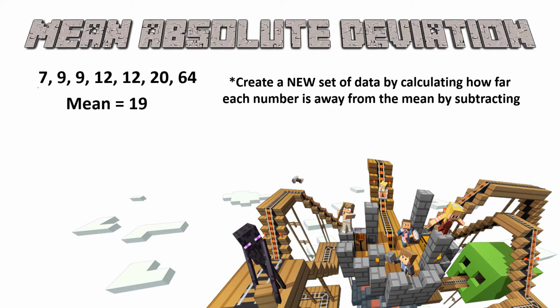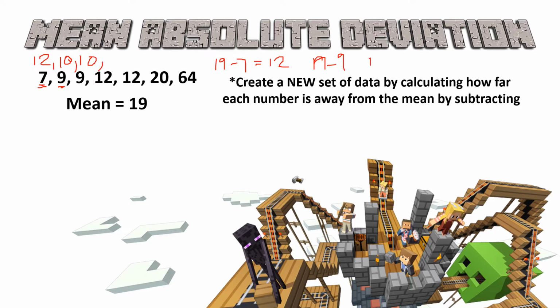So I'm going to first look at number 7. To see how far away it is from the mean, all I need to do is 19 minus 7, and you're going to see that that equals 12. So that's the first number in my set now. The next number, 9, to figure out how far away it is from the mean, I'm going to do 19 minus 9, which gives me 10. So this second 9 is also 10 away.